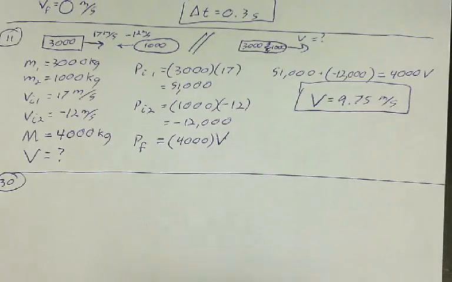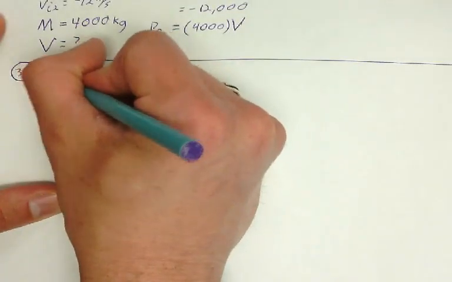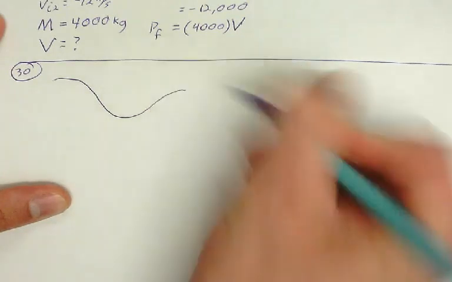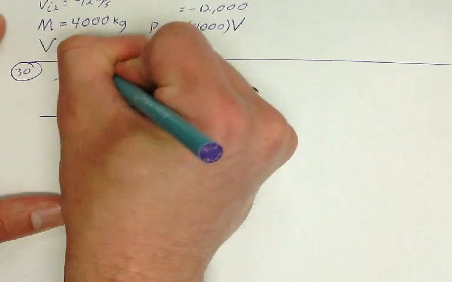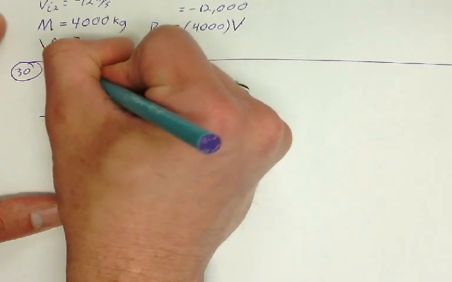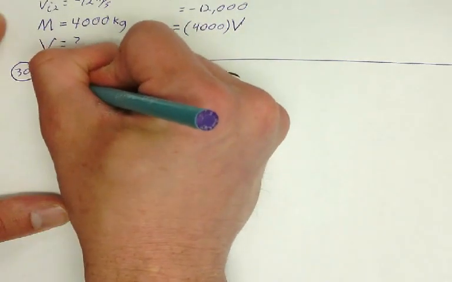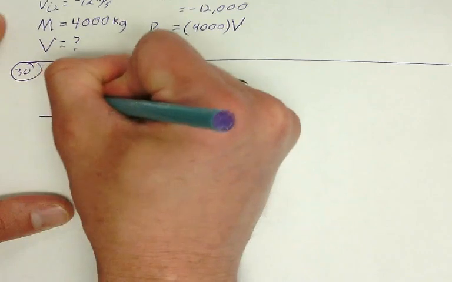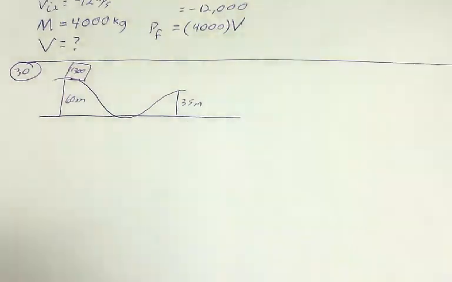All right, diagram. 60-meter hill. Down to the ground, 35-meter hill. Okay, let's see if you remember. What is the one thing we have to do on these problems, besides draw the picture and knowns and unknowns? What do we have to do?